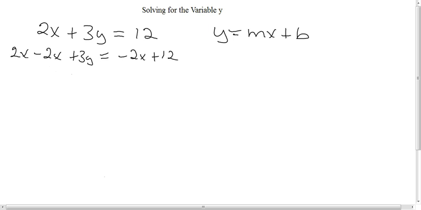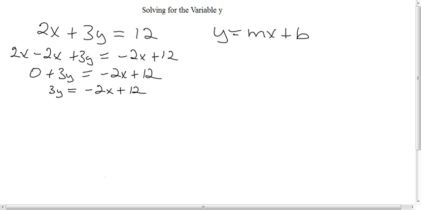Before we go forward, look at what we did. We subtracted 2x to eliminate it because it's going to come out to 0. Over here, we know we have to keep the equation balanced, so we subtract 2x from this side as well. This gives me 0 plus 3y is equal to a negative 2x plus 12. Now our 0 just drops off. That gives us 3y is equal to a negative 2x plus 12.